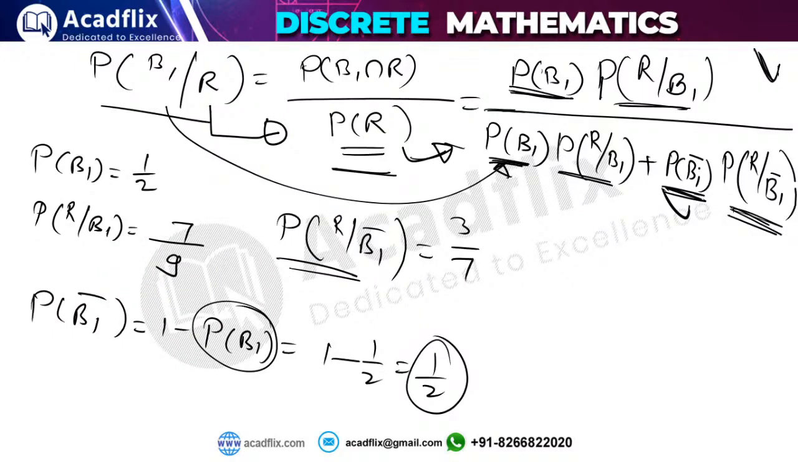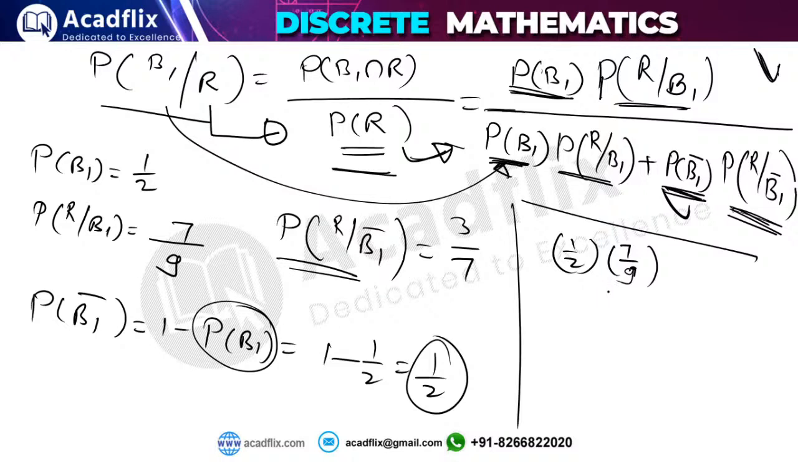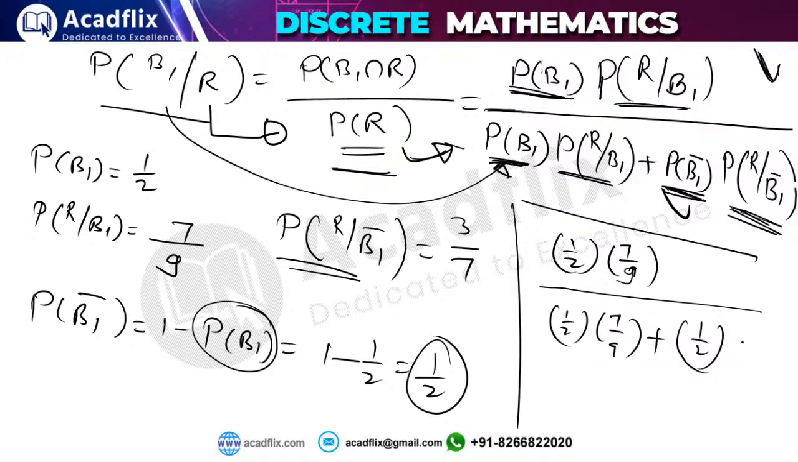So you have all the values, just put all the values in the formula. So the answer will be P B1 is 1 by 2 multiplied by P R given B1 is 7 by 9, divided by P B1 is 1 by 2 multiplied by 7 by 9 plus P B1 bar is 1 by 2 and P R given B1 bar is 3 by 7. So now you just calculate it. This will be your answer.